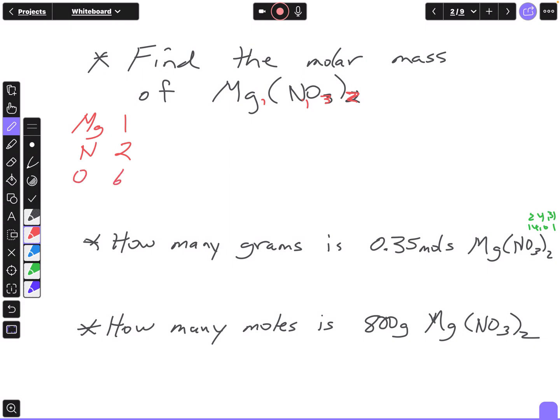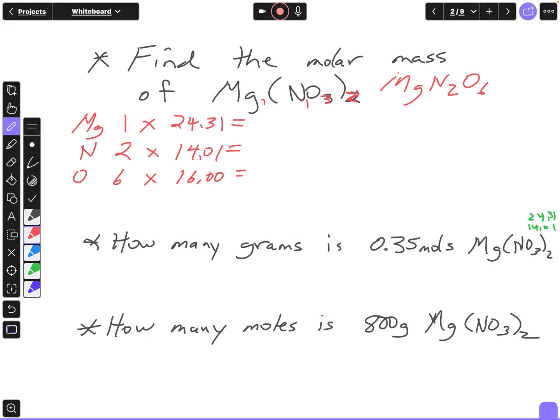Now, if I extended this formula out and took out the parentheses, that would be MgN2O6. You can always do that. Just extend it out, and then you have your number of atoms right there. So for each element, I need to multiply the number of atoms by the molar mass. If I look at the atomic mass on the periodic table, that's the number beneath the symbol that has a decimal, rounded to two decimal places. For magnesium, it would be 24.31. For nitrogen, it would be 14.01. And then oxygen would be 16.00.